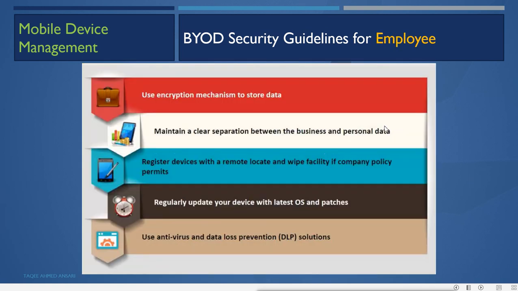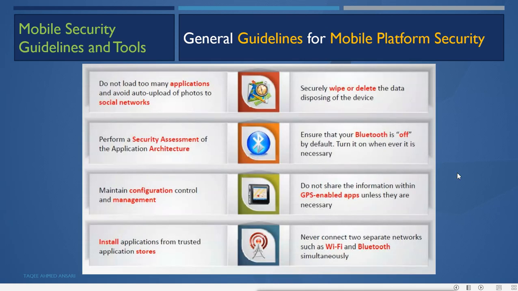Then this is the guideline for the employees. Use an encryption mechanism to store the data. Maintain a clear separation between business and personal data. Register devices with a remote locate and wipe facility if company policy permits. Regularly update your device with the latest OS and patches, and use antivirus and data loss protection solutions also. Now this is the general guideline for mobile platform security, general guideline for all.